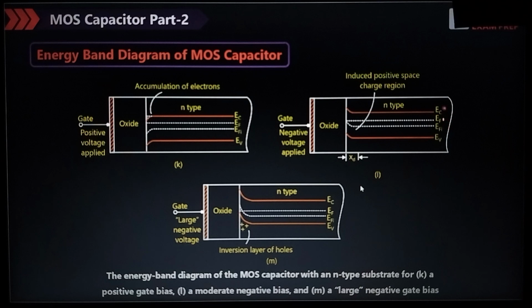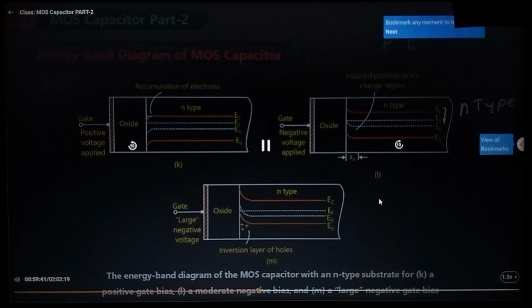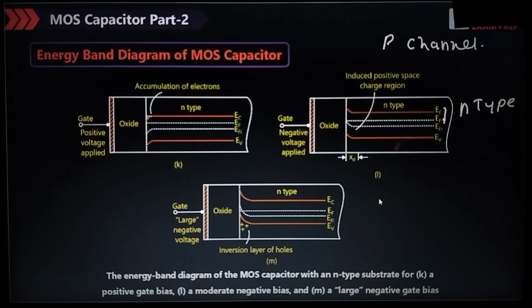The body is N-type. So what is the channel? Channel is P channel. Okay. So when we are giving the positive, this is called accumulation. It will accumulate the electrons, and that's why downward, the distance between EC and EF will reduce. Decreases. Second, during depletion, the distance between EC and EF increases.